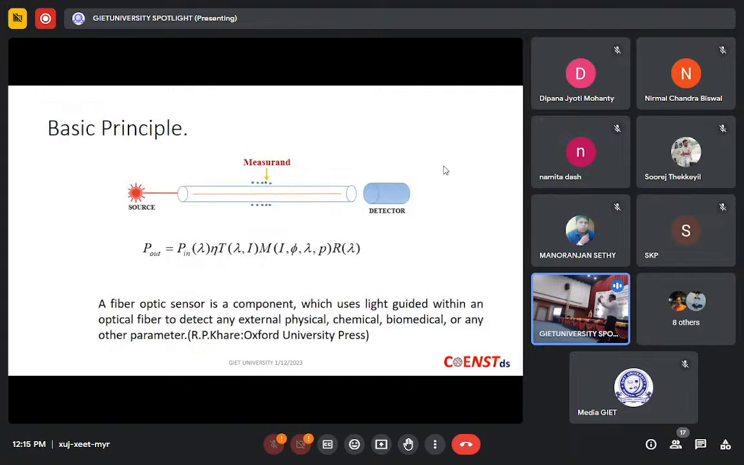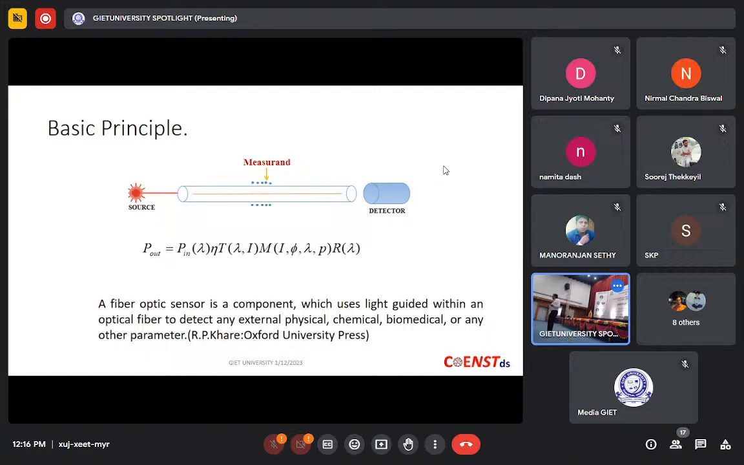Okay. Now, looking at this audience, I have prepared this slide like this. So let me start with the very basics. This is the basic principle of fiber optic sensors. Basically, you have a source, a detector, and a fiber which is joined between the source and detector.